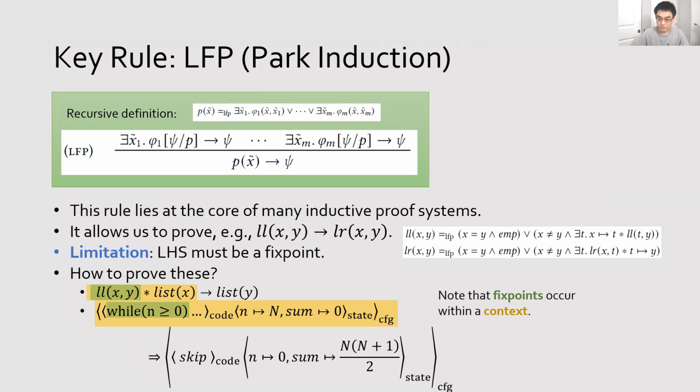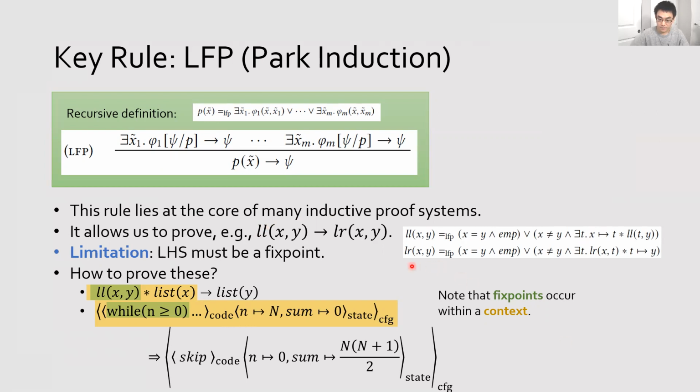And clearly, this rule allows us to prove the separation logic property like LL of XY implies LR of XY, where these two are two equivalent definitions of list segments on the heap. And since the left-hand side is already a standalone fixed point pattern, we can apply the proof rule LFP directly. The limitation, however, is also clear.